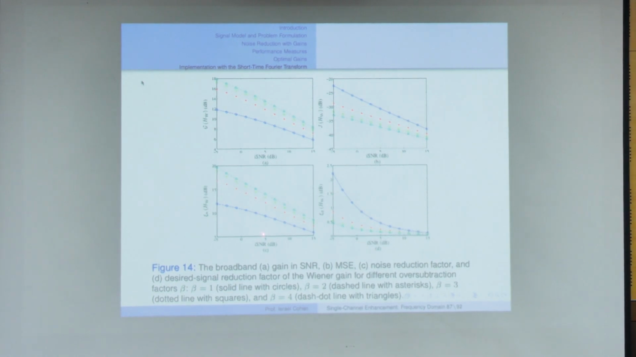So you see, when we increase the noise reduction factor, we also increase the desired signal reduction factor. So we have more distortion. We pay for that, okay? So when we have more noise reduction, more signal distortion, and the MSE, mean squared error, decreases. So beta and mu play similar roles here, which is nice to see.